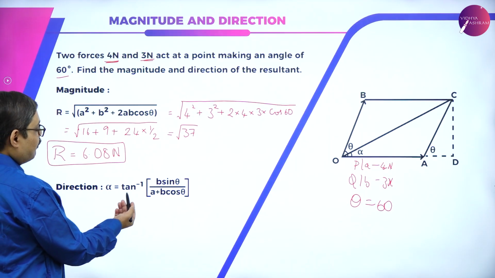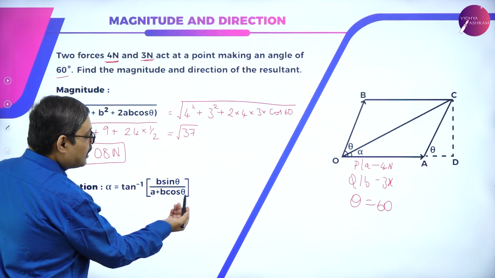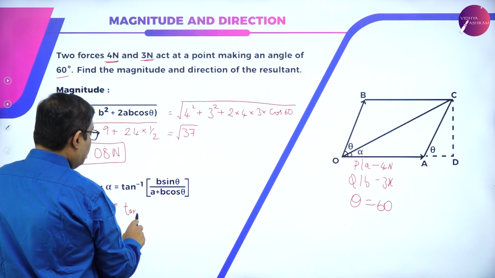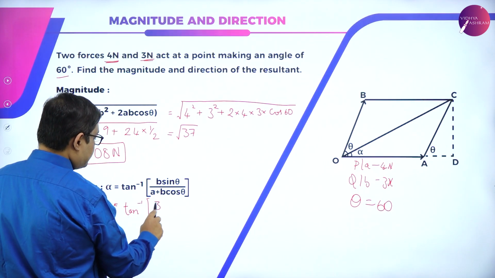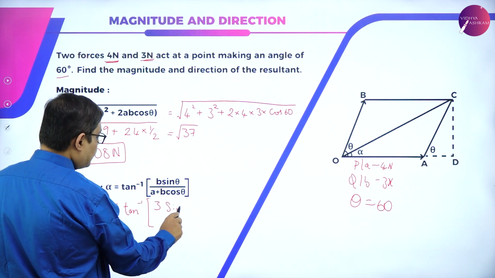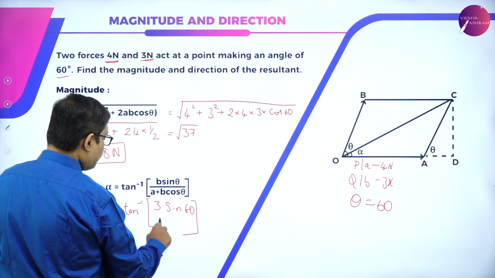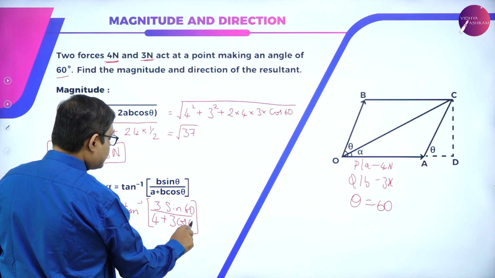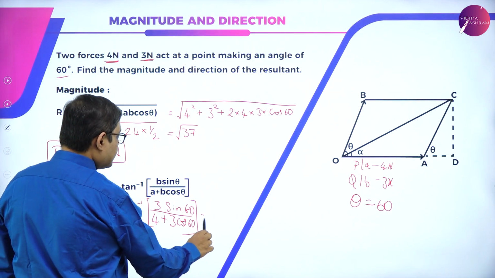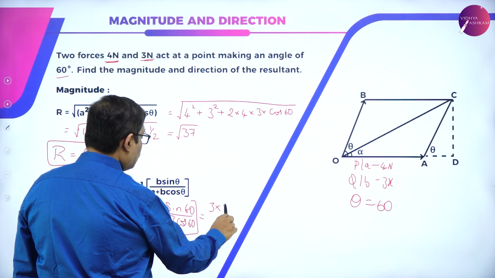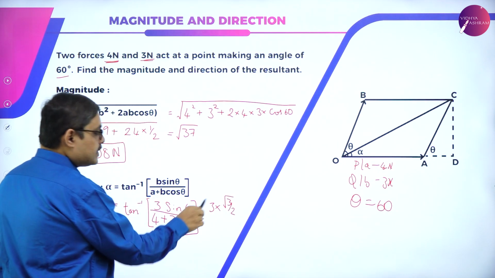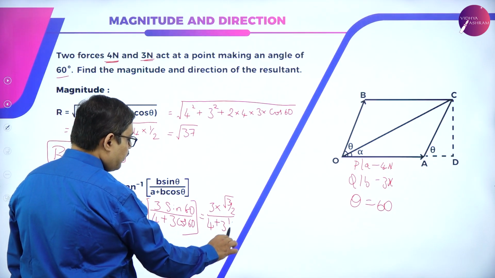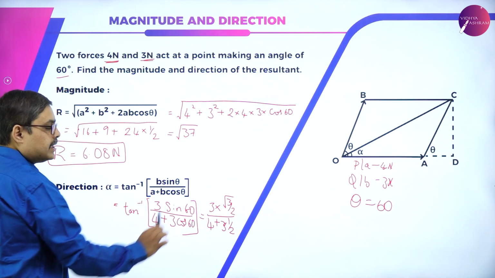What do we have? Alpha is equal to tan inverse of b sin theta by a plus b cos theta. So let us find out what it is. This is tan inverse of, what is b? It is 3 into sin 60 by 4 plus 3 cos 60. This is 3 into root 3 by 2. Sin 60 is root 3 by 2, divided by 4 plus 3 into half, because cos 60 is half.